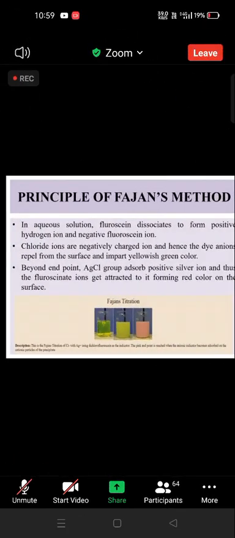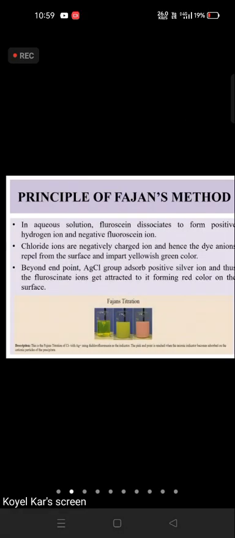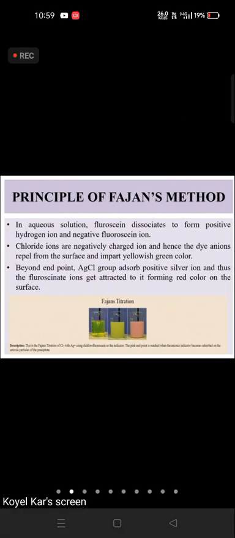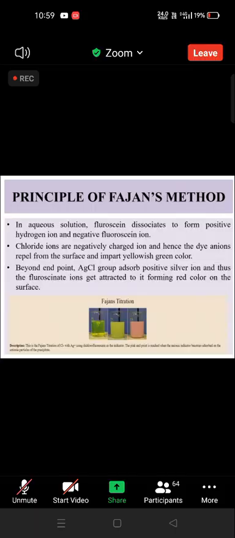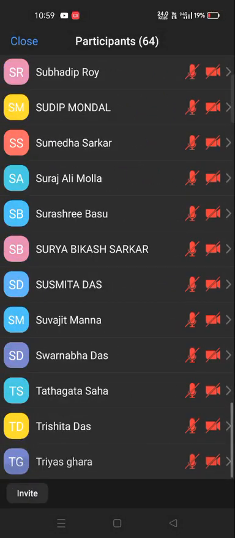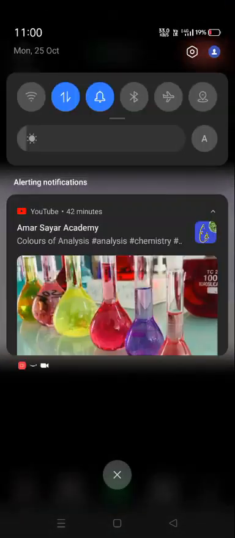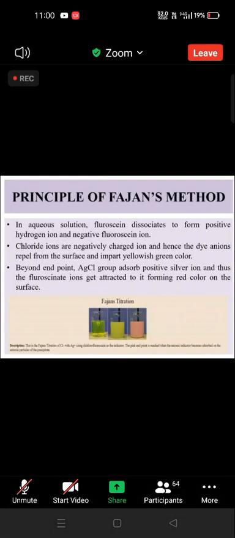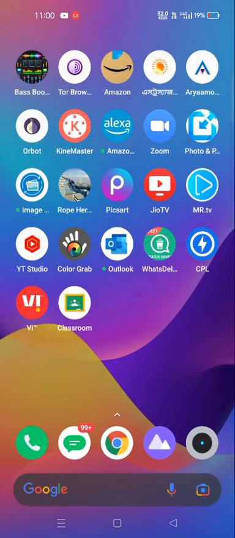Now, since both are negatively charged in nature, they will have a tendency to get repelled from each other. Therefore, fluoresceinate ion will not attract the Cl minus ion. Hence, due to this repulsion, it is producing a yellowish green color. Firstly, a yellowish green color is being produced.